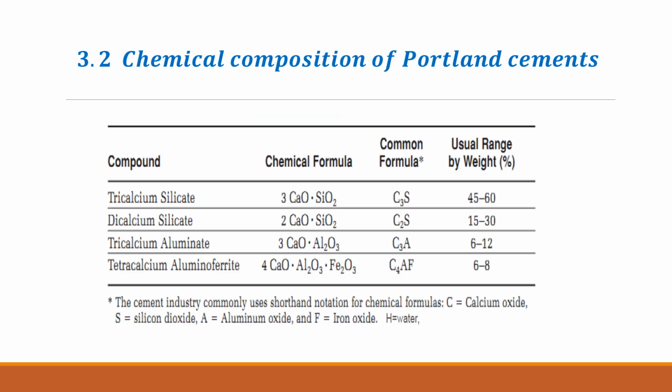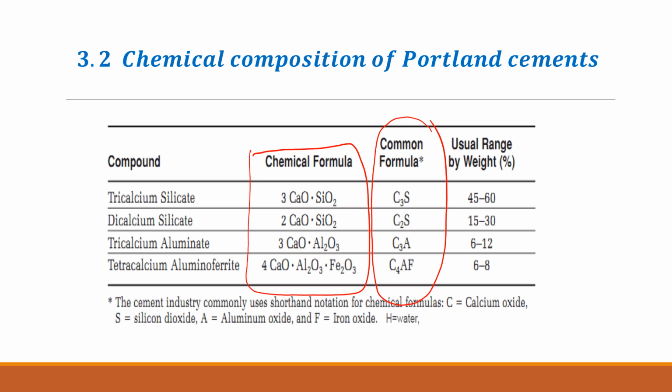Okay, so there are 4 main compounds in cement. This is the common formula. At least you need to remember this: C3S, C2S, C3A, and C4AF. So C3S stands for tricalcium silicate, C2S stands for dicalcium silicate, C3A for tricalcium aluminate, and C4AF for tetracalcium aluminoferrite, this one. So the chemical formulas you can see here.